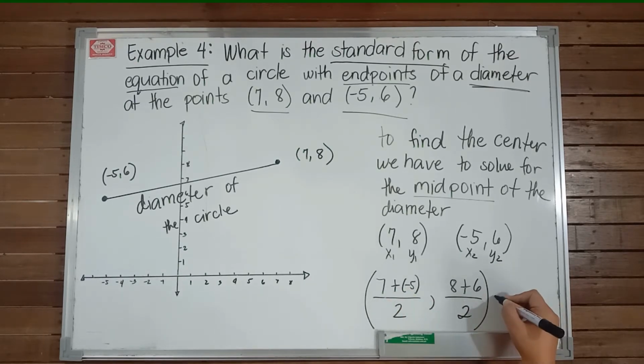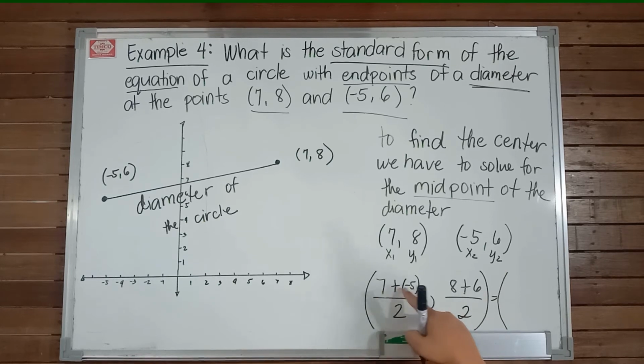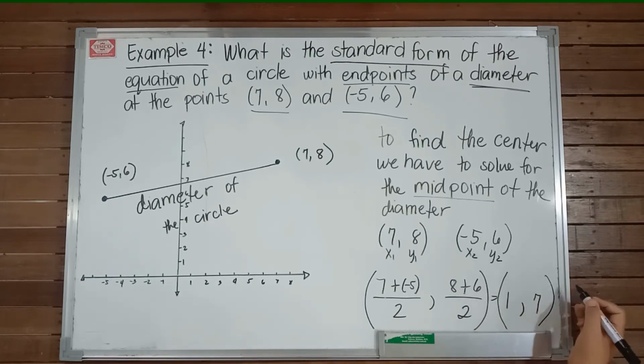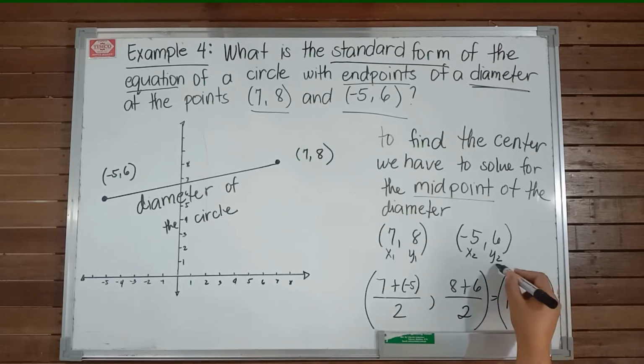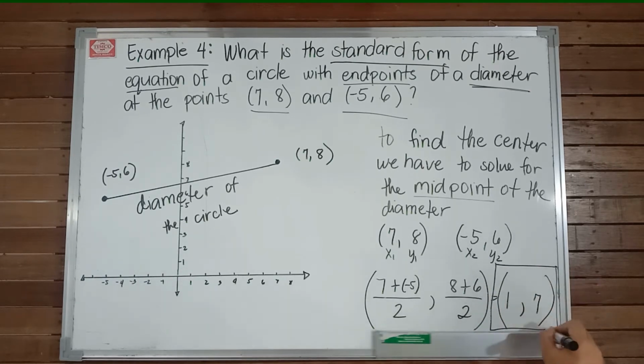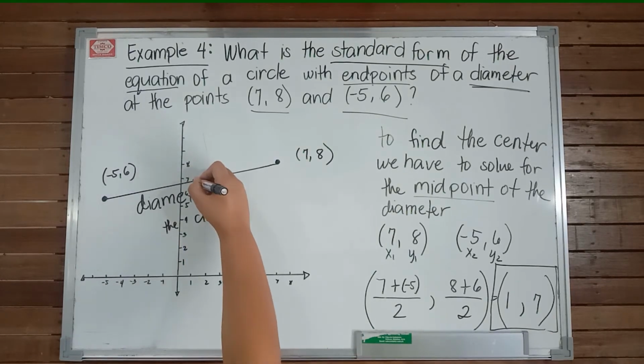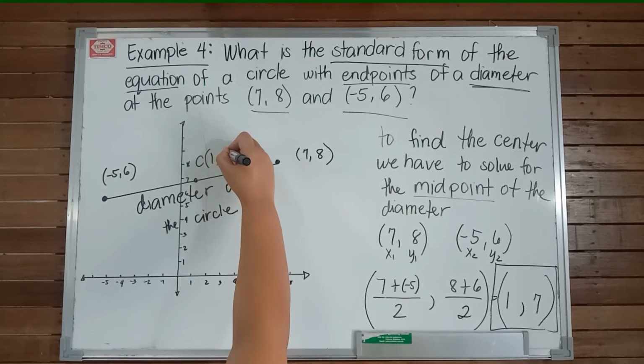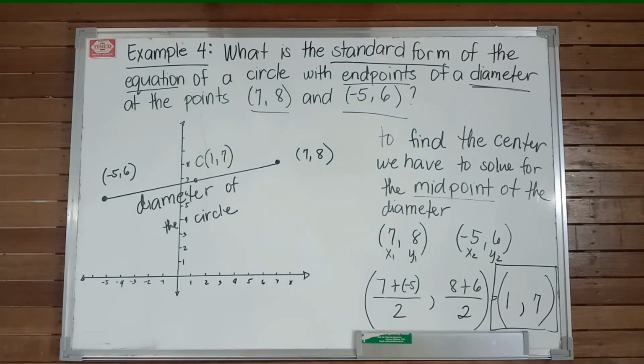So, ang purpose niyan para makuha natin yung gitna. 7 plus negative 5 divided by 2 is positive 2 divided by 2, which is 1. 8 plus 6 over 2 is 7. So, that is our center. Center natin ay 1, 7. So, ipa-plot natin siya sa ating graph. So, andun yung center ng ating diameter. And also, as the center of our circle.